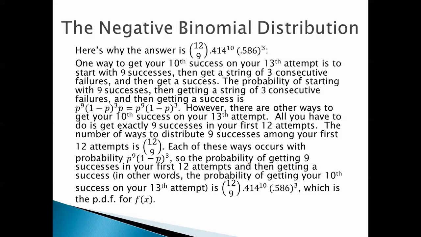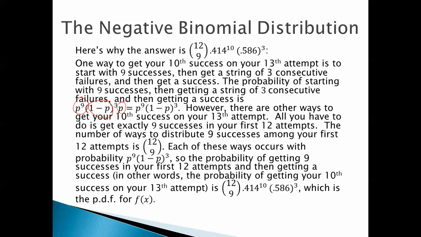Here's why the answer is 12 choose 9, 0.414 to the 10th, 0.586 cubed. One way to get your 10th success on your 13th attempt is to start with 9 successes, then get a string of 3 consecutive failures, and then get a success. The probability of that is p to the 9th, that's your 9 successes, (1 minus p) cubed, that's your 3 failures, times p, so that's your success. In other words, it's p to the 10th times (1 minus p) to the 3.